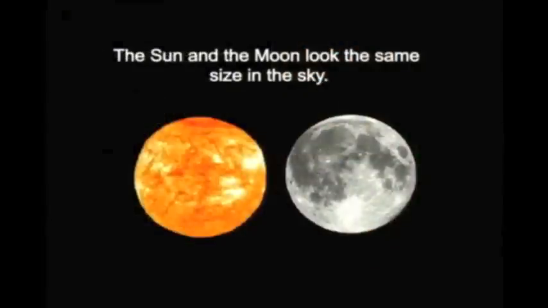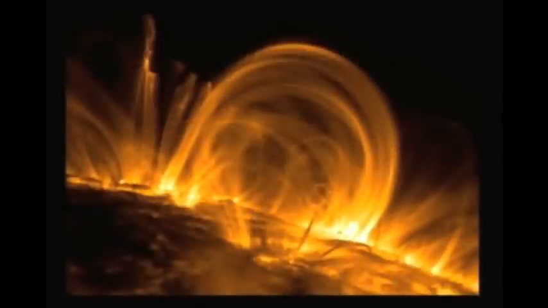To give you an idea of just how big Earth, the moon, and the sun are compared to each other, we can look at this close-up view of the sun, and we can see compared to the sun, Earth is quite small, and the moon is even smaller.